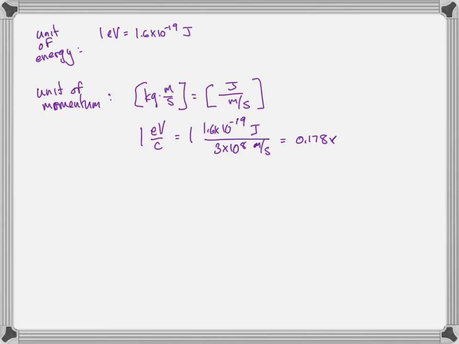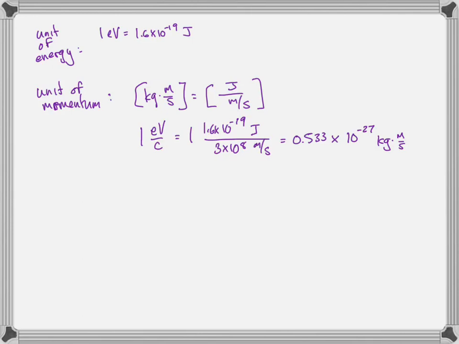0.178 times 10 to, oh, whoops. Oh, no, that's right. I made a mistake, sorry. Which is equal to 0.533 times 10 to the minus 27 kilograms meters per second. Okay, so we've just shown that 1 eV per c, which is a unit of momentum that's often used in relativity, is equal to that much kilogram meters per second.